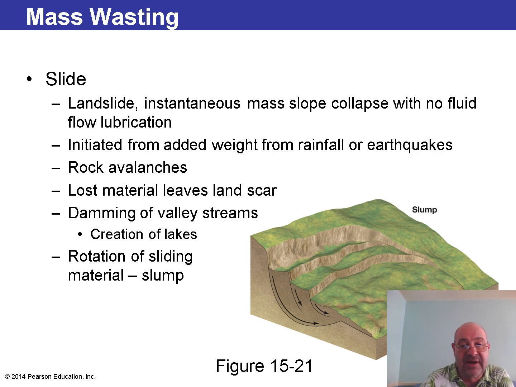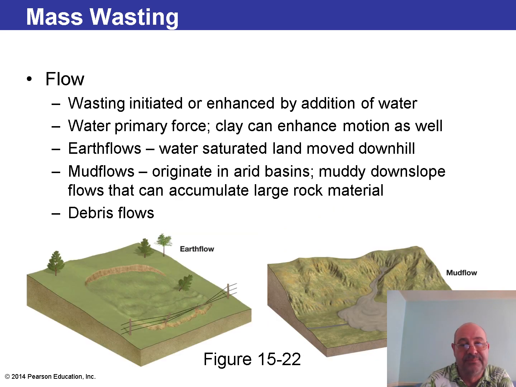So here we go. Rotation of the sliding material is called a slump. Here's our flow. Wasting initiator enhanced by addition of water. There we go. We got more water in there. There's my earth flow and my mud flow. Water is the primary force. Clay can enhance the motion as well because clay absorbs moisture.